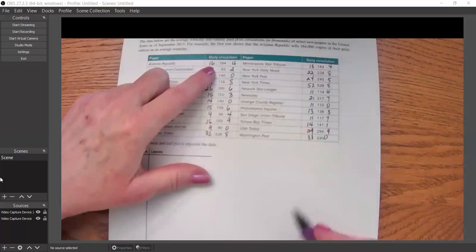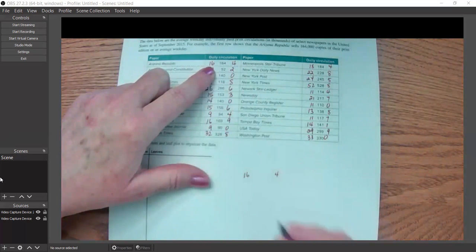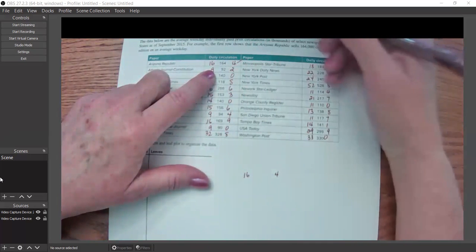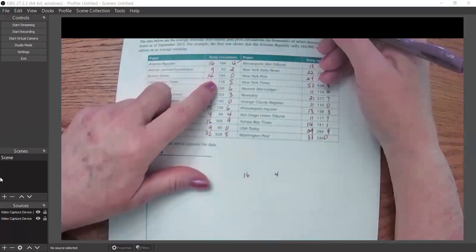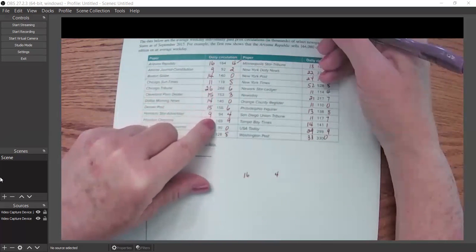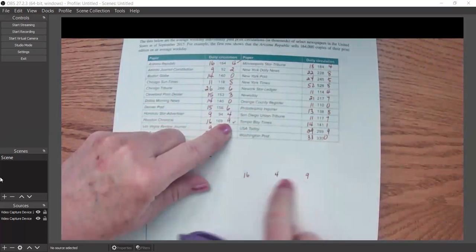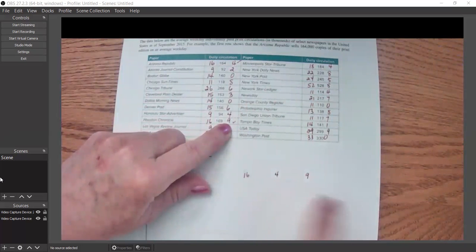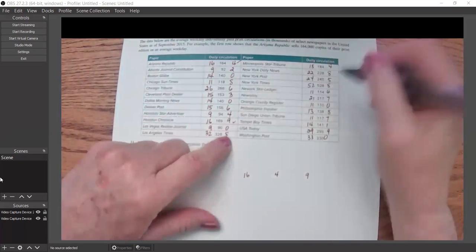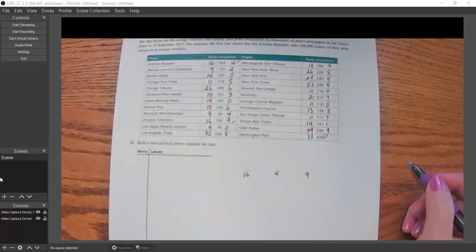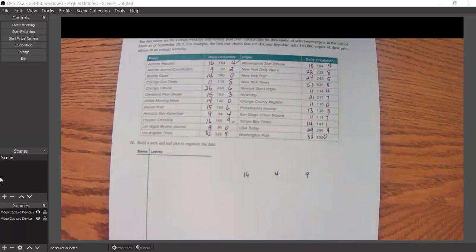So let's see, we have a 16 and a 4. I'm just going to put a little tick there saying that I used it. I want to look to see if there are any other stems that are 16. There's a 16 and a 9. I'm going to leave a little room in case there's another leaf between 4 and 9, and put a little tick saying that that data is accounted for. All right, I don't see any other stems of 16, so my 16s are done.